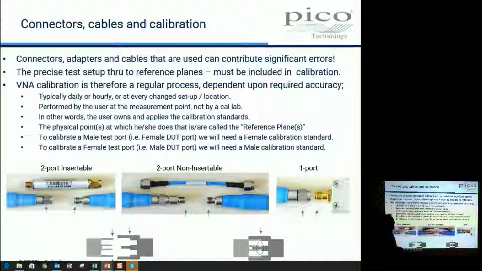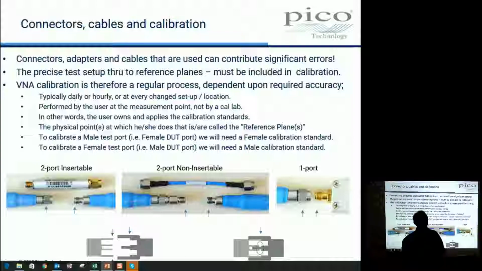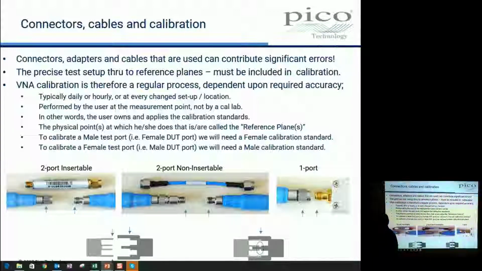Performed by the user at the measurement point, not in the cal lab. In other words, the user owns and applies the calibration standards. The physical point at which he or she does that is called the reference plane. To calibrate a male test port, i.e. for a female DUT, we will need a female calibration standard. So the standard that you need matches the DUT, not the test cable. To calibrate a female test port, a male DUT will be needed. A male calibration standard.